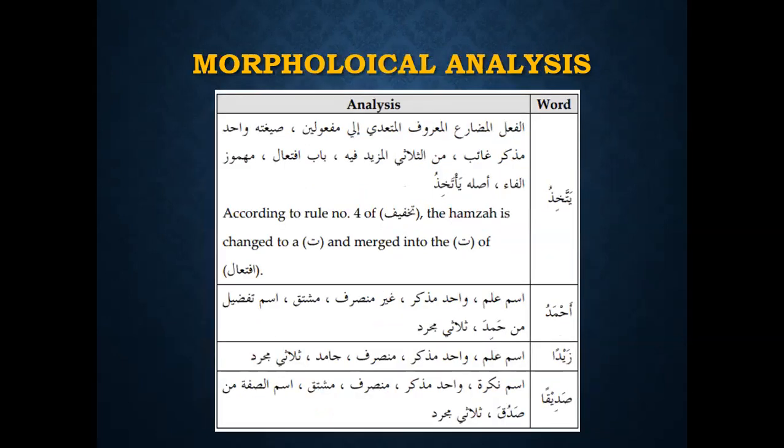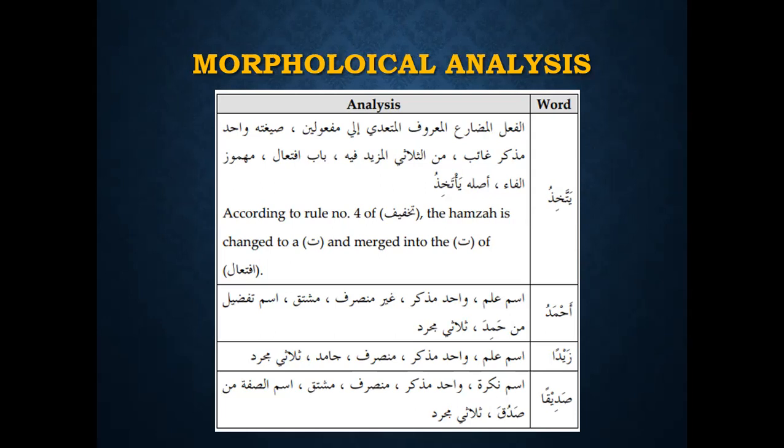Okay, some analysis from the book. So يتخذ أحمد زيدا صديقا. اتخاذ means to take. So يتخذ, Ahmad is fa'il of يتخذ. So Ahmad took Zayd as his friend. So Zaydan is maf'ul and Sadiqan is maf'ul as well. So what they're saying, you look at those and identify what is what.